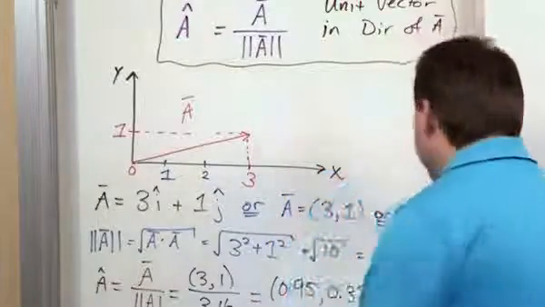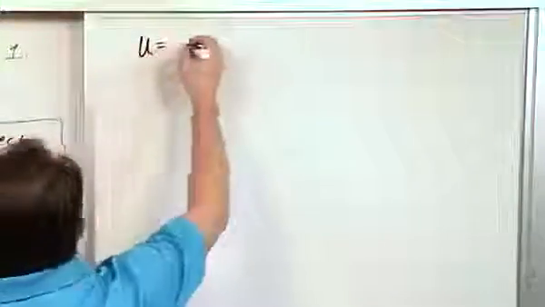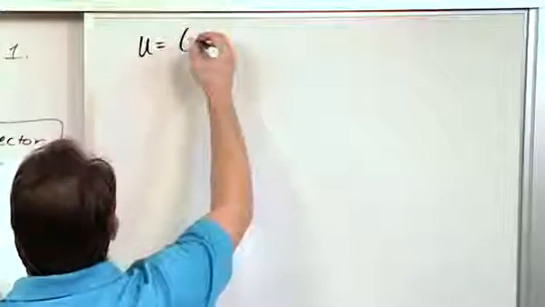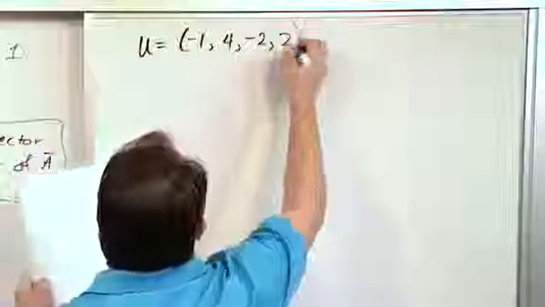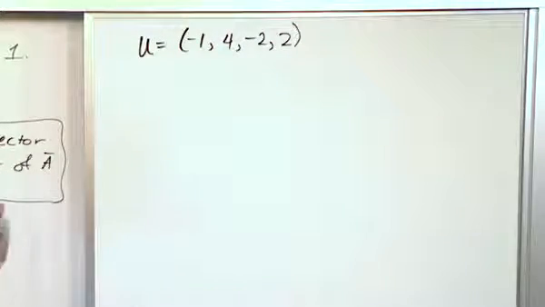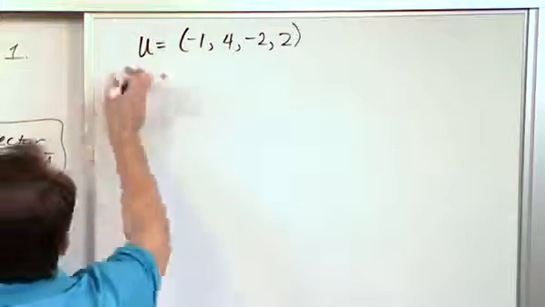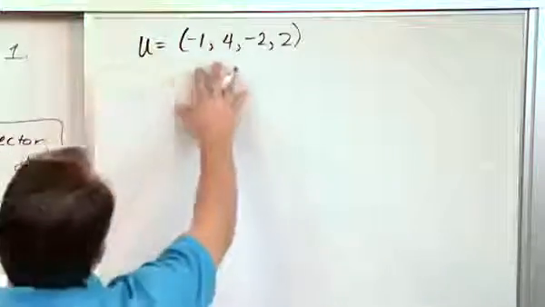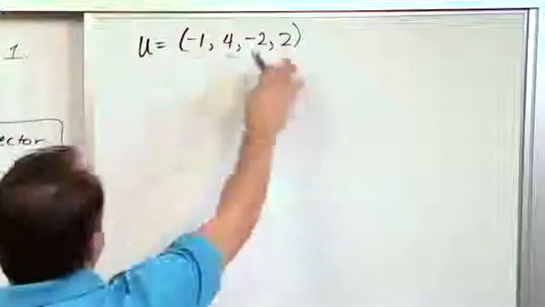So once you understand the concept, let's just rip through another one real quick. What if we have a vector defined as (-1, 4, -2, 2)? So that's a vector u. Let's calculate a unit vector in the u direction, so a vector that points along u but has a magnitude of 1. The first thing we need to do is calculate the magnitude of what we have here.